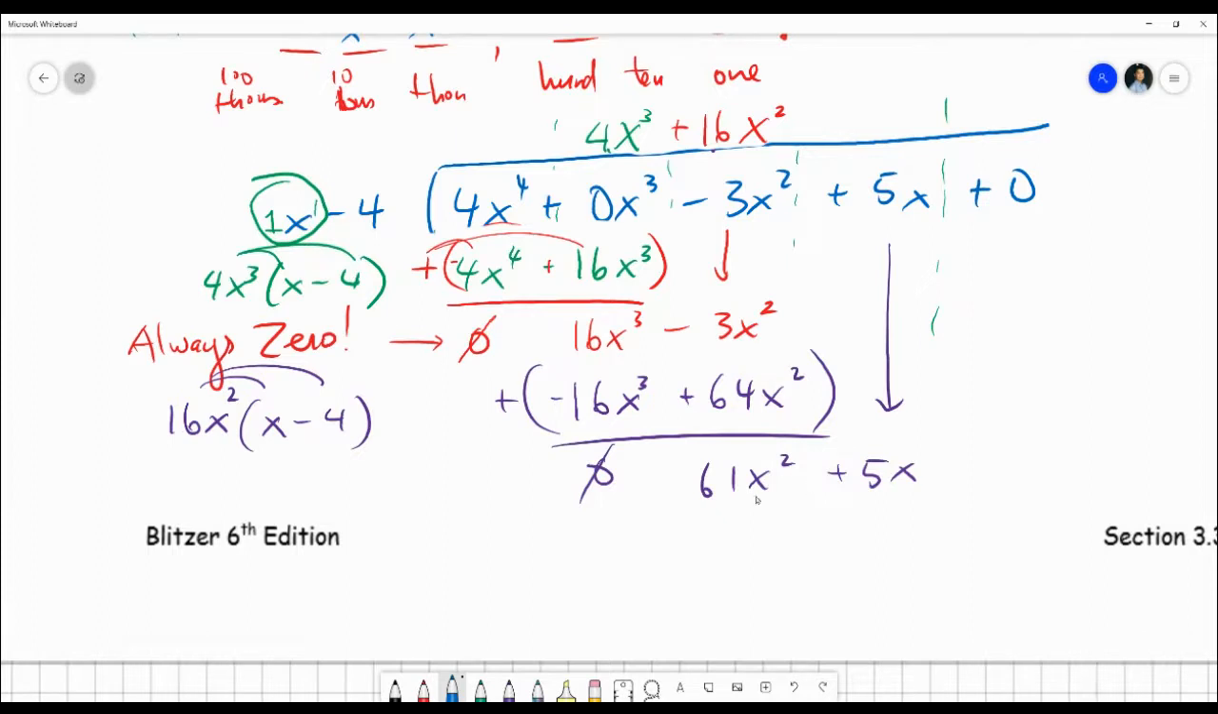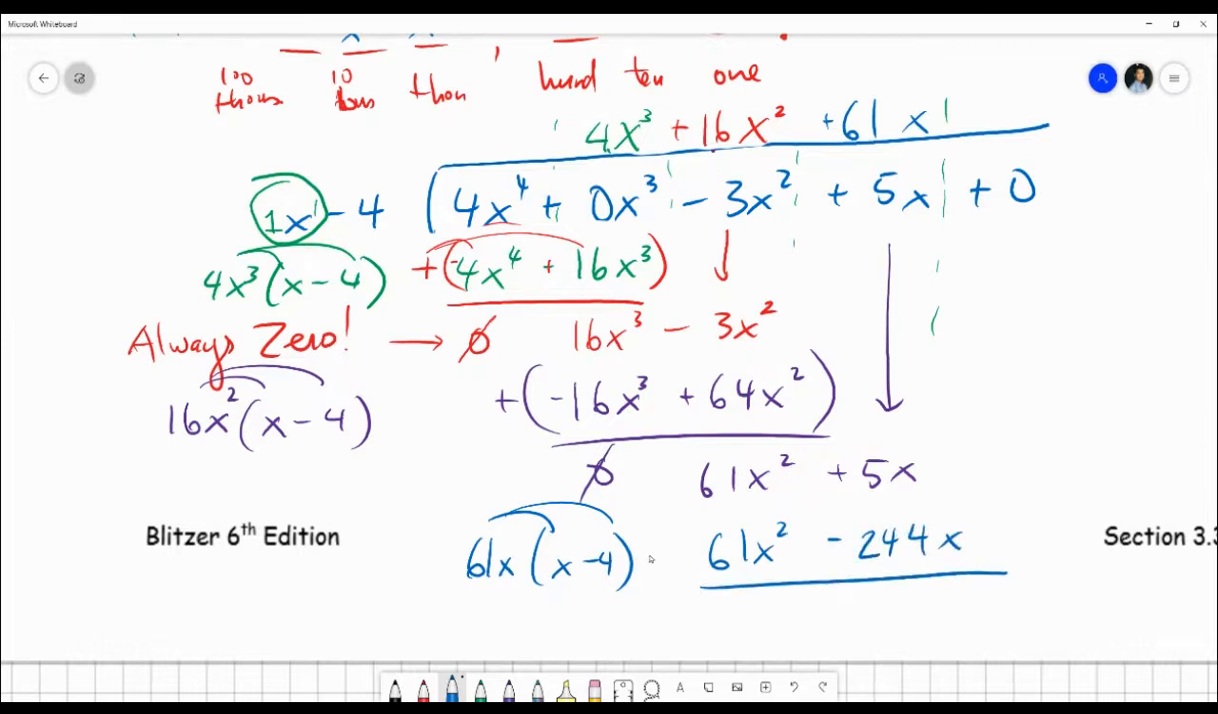Okay, x times what gives you x squared? So I need a positive x. And I also need a positive 61. Same thing. We're going to multiply, and we're going to subtract. Make sure you change all your signs.